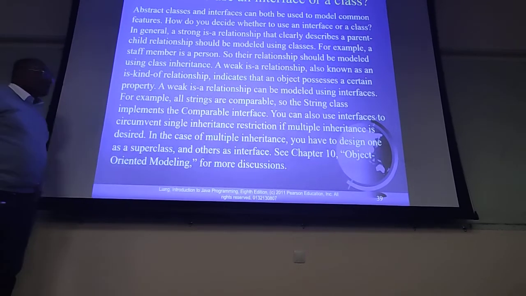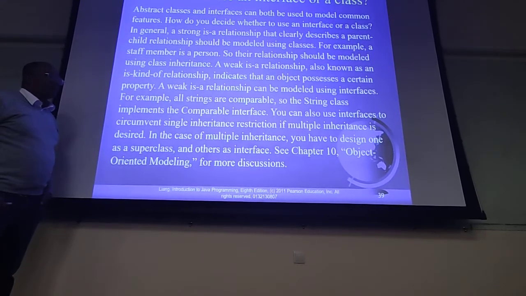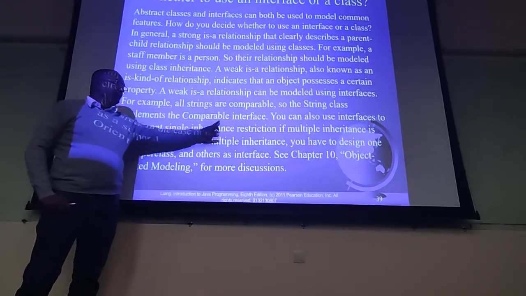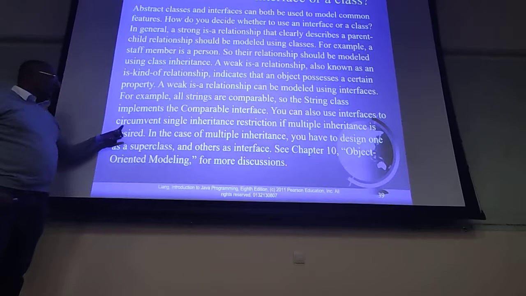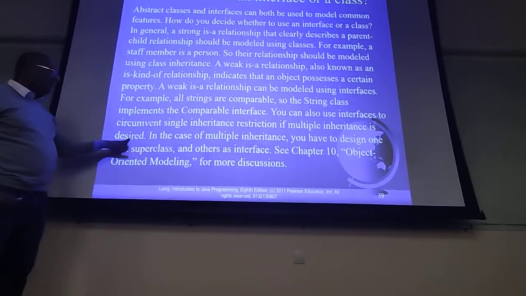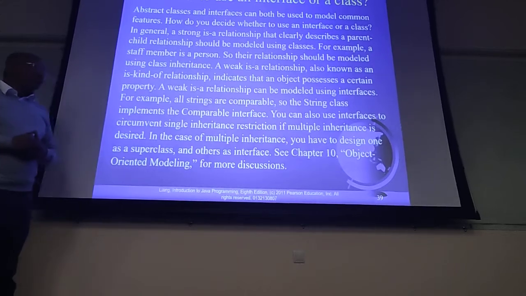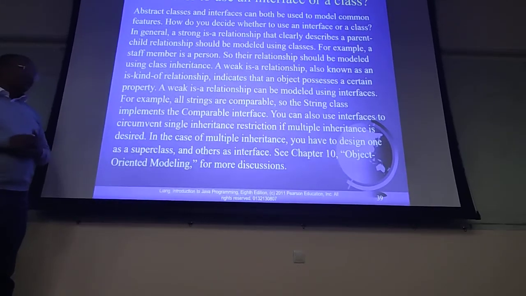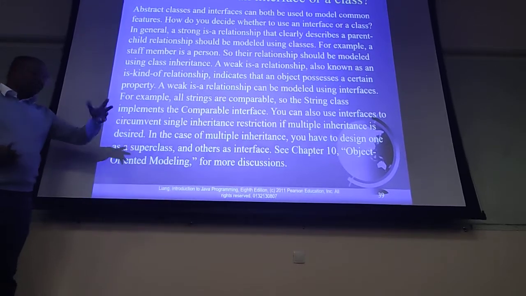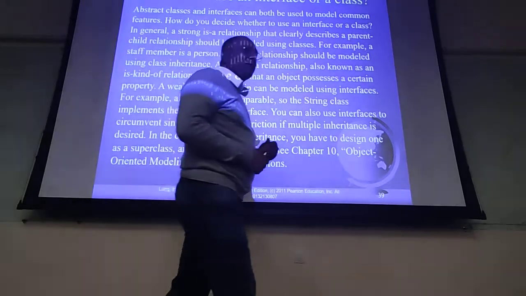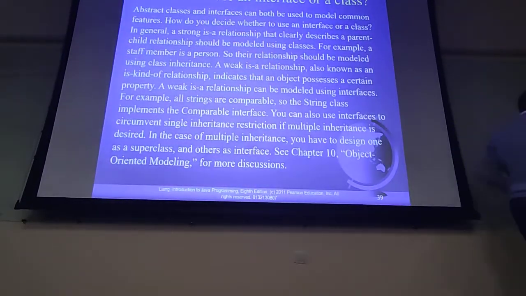For example, all strings are comparable, so the string class implements the comparable interface. You can also use the interface to circumvent single inheritance restriction if multiple inheritance is desired. In the case of multiple inheritance, you have to design one as a superclass and other interface. So in this chapter number 10, that is slide number 10, they have given some examples. Have you cleared this?